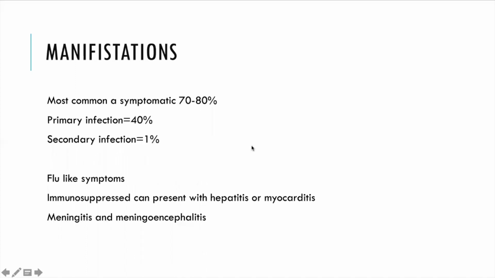Manifestation, most are asymptomatic, about 70 to 80%. 40% of cases will have primary infection, and only 1% will have secondary infection. They present with flu-like symptoms: arthralgia, arthritis, fever, low-grade fever, malaise. In the immunosuppressed they can present with hepatitis or myocarditis. They can present as well with meningitis or meningoencephalitis.